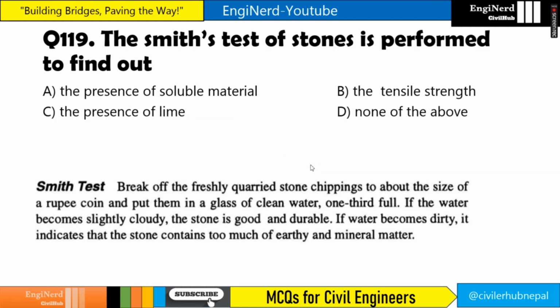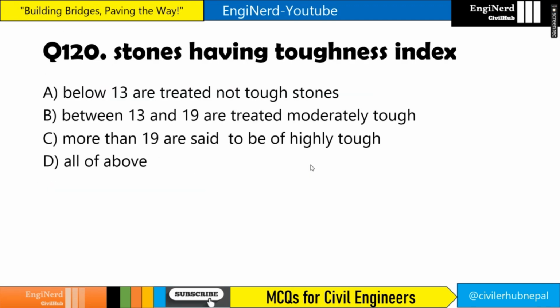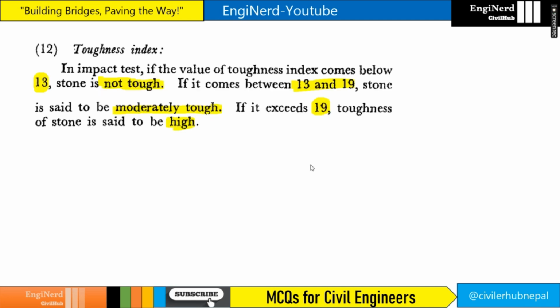The Smith test of stone is performed to find out what? The presence of soluble material. Stones having toughness index below 13 are treated as not tough stones. Between 13 and 19 are treated as moderately tough. More than 19 are said to be highly tough, and all of the above. The answer is all of the above, right? If you see here the toughness index, below 13 is not tough, 13 to 19 moderately tough, and more than 19, then it should be highly tough.